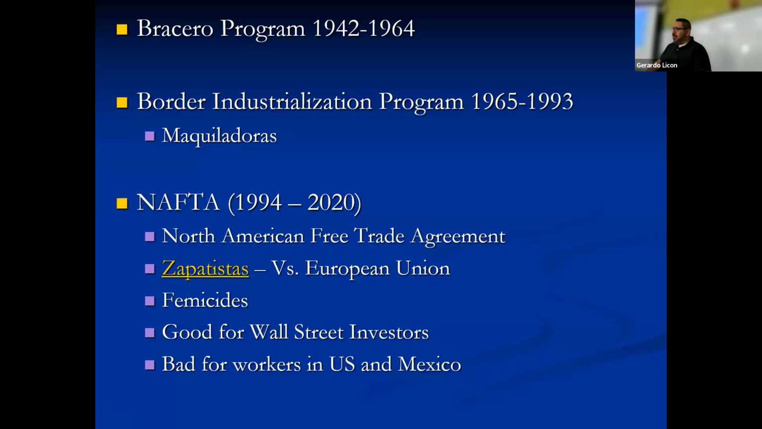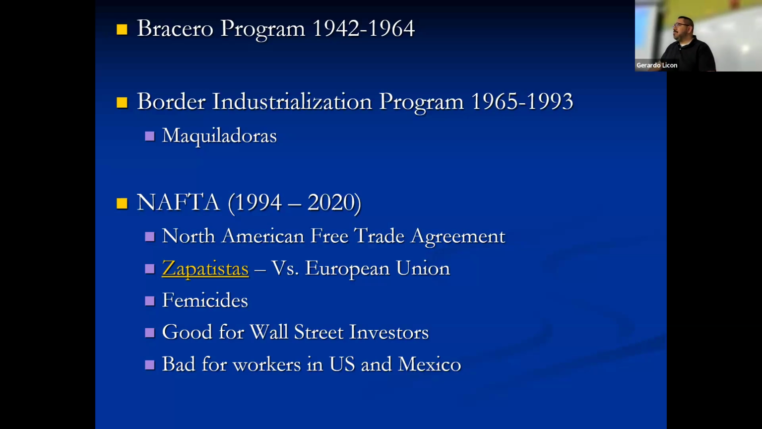And so US companies would build them in Mexico, and they were able to take advantage of lower taxes, less environmental protections, lower wages, and less protections for labor. They were able to take advantage of all those things in Mexico, and then ship the finalized products back into the United States without having to pay a tariff. And so that is from 1965 to 1993.